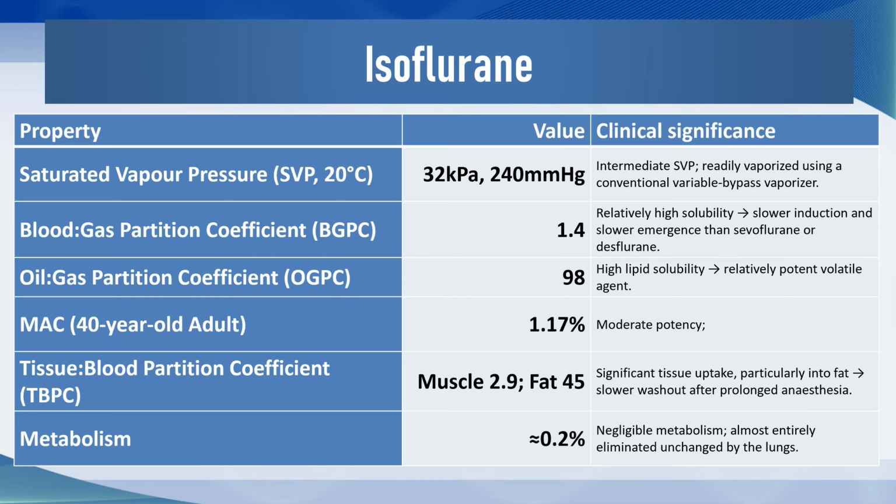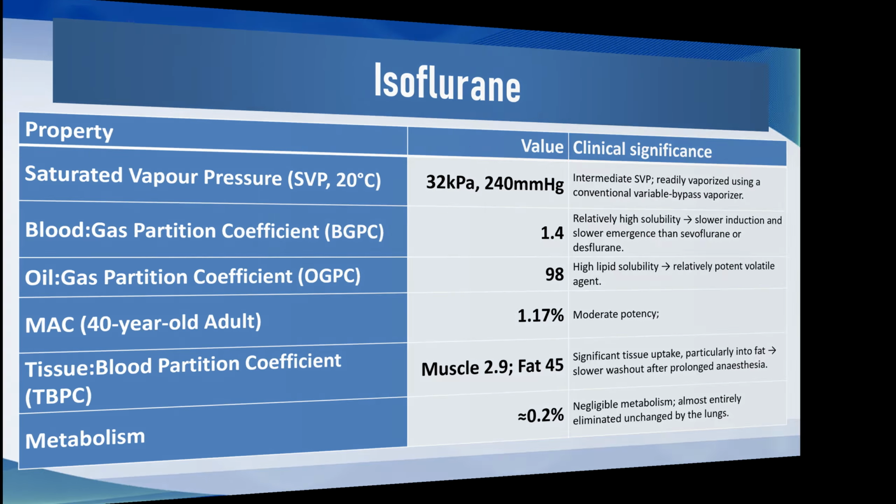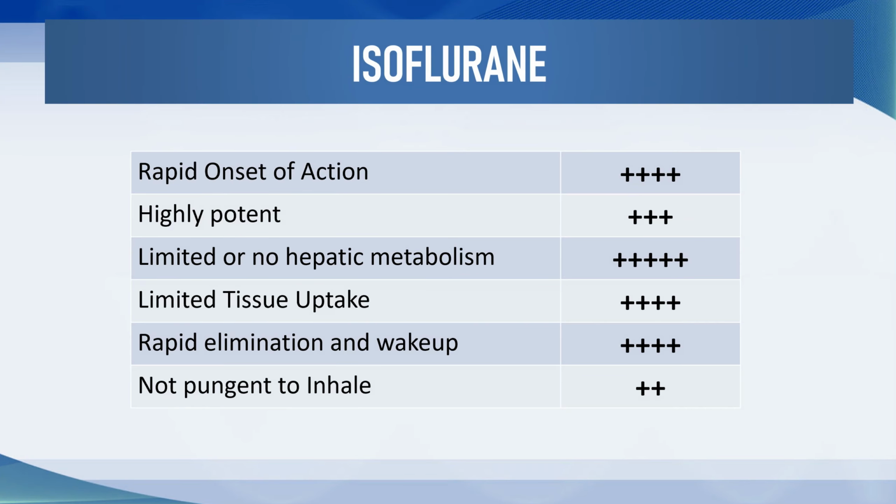It's also quite potent, requiring only 1.17% to achieve 1 MAC in a 40-year-old. It has modest tissue uptake and very low metabolism. So at the time, it appeared that isoflurane was the perfect anesthetic agent, but there was one major drawback, and that was that it was very pungent to inhale. In the 1980s and early 1990s, when isoflurane was still our go-to anesthetic agent, we used to have to use halothane for inhalational induction of anesthesia.